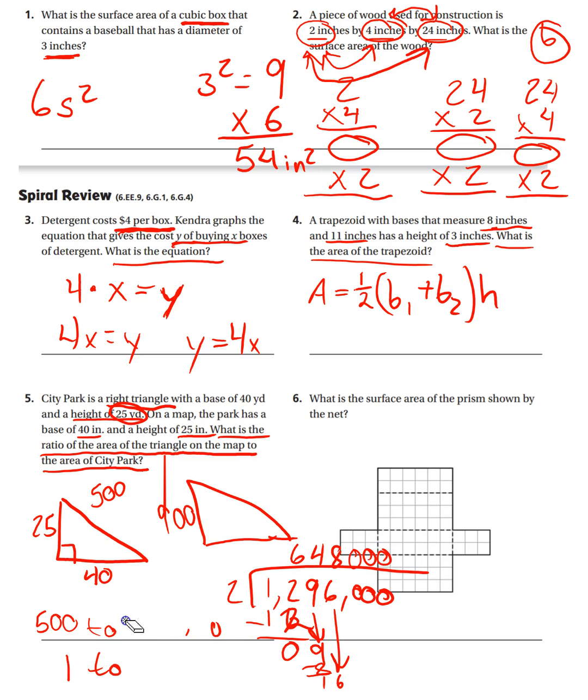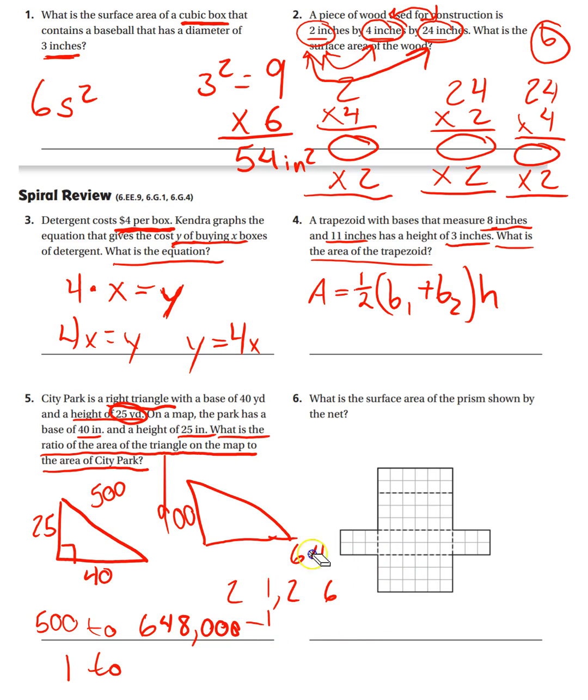So now we have 648,000. There we go. I forgot the 1/2 since it's a triangle. And now I take 500 into my number. Goes in one time here, that's 500.